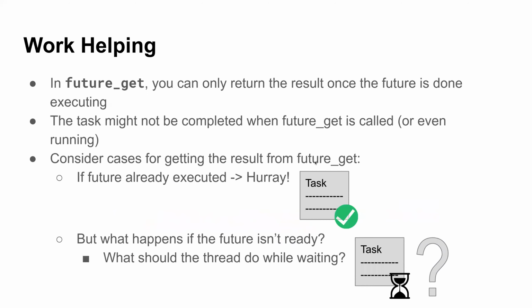Okay, so let's talk about work helping. In the future get function, you are only able to return the result once a future is done executing, as I think I've said before. If the task is not completed, you have to think about what you need to do in this situation. So if it's already executed, then you can just simply return the result. But what do we do in the situation where the future isn't ready? What should the thread do while waiting?